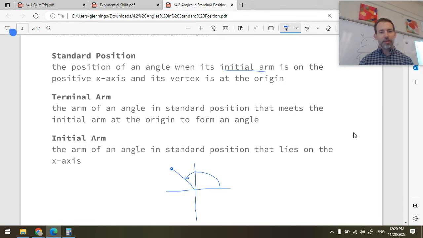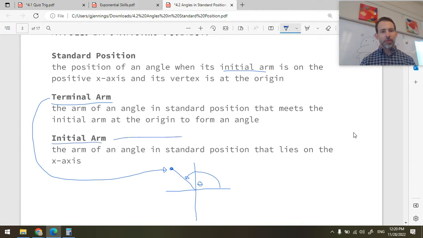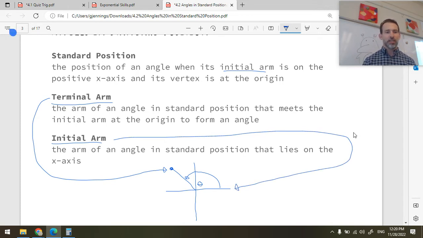This here is called the terminal arm of the angle. It's where the angle rotates to and finishes. This is the angle that we're interested in, the angle we're opening up. The initial arm is where the angle started, and the initial arm is always the positive x-axis. We want to see some examples and use this vocabulary over and over again so we can start remembering it.